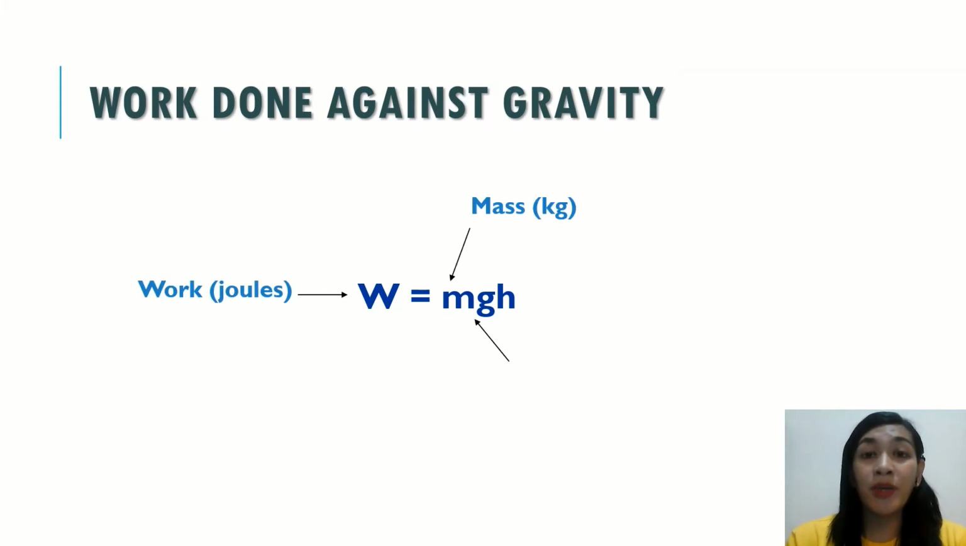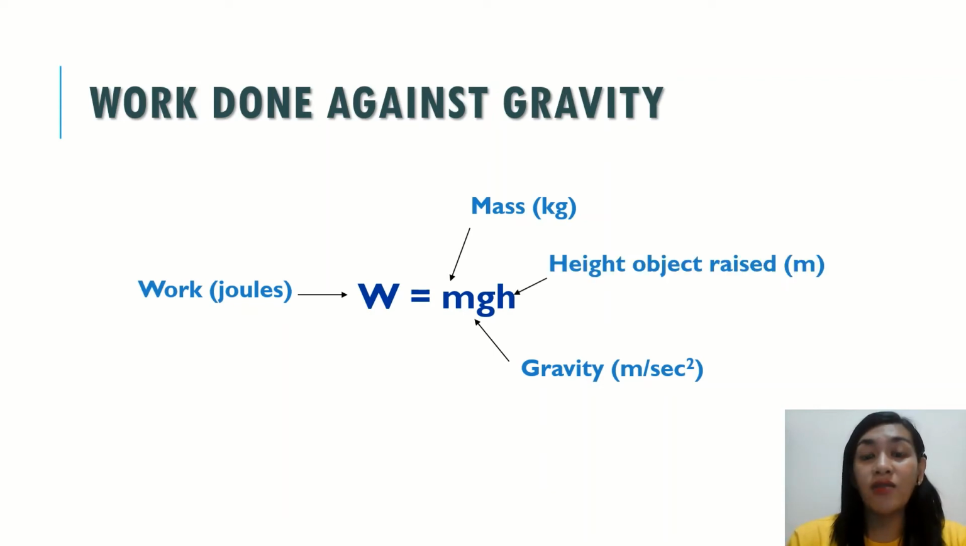which we would be using the unit kilogram. Then we have your g, or your gravity constant, and then you have h for the height of the object raised. For the gravity, we would be using the value 9.8 meters per second squared for your gravity constant. In case you see other units, just convert them to meters per second squared.